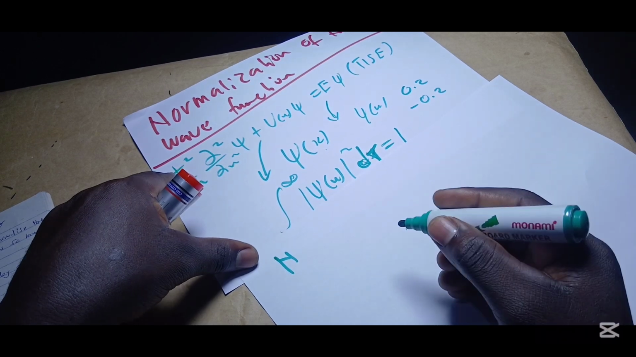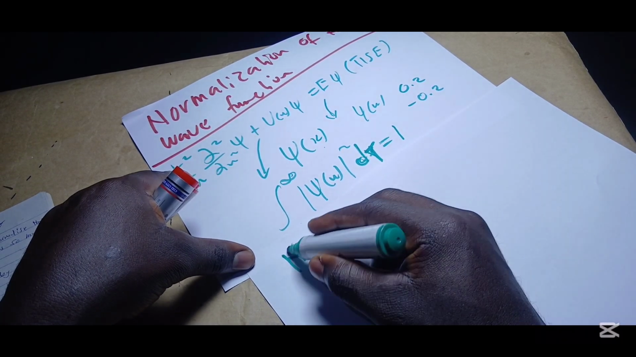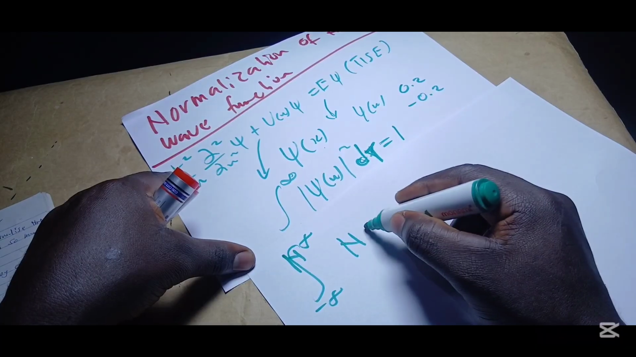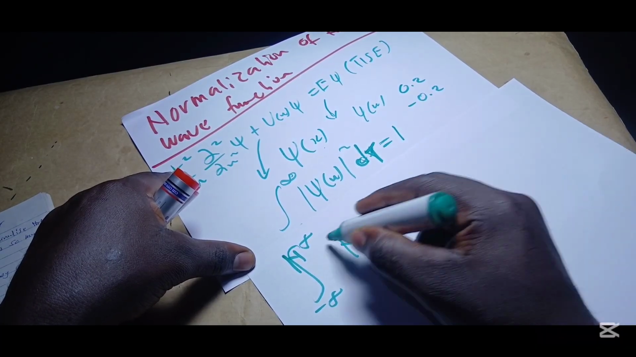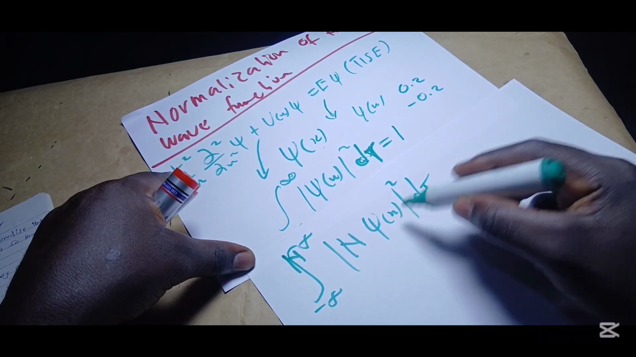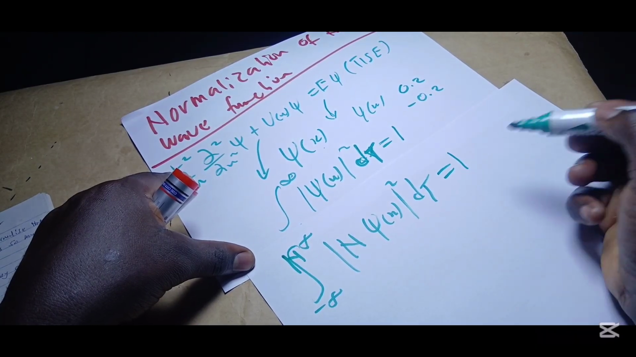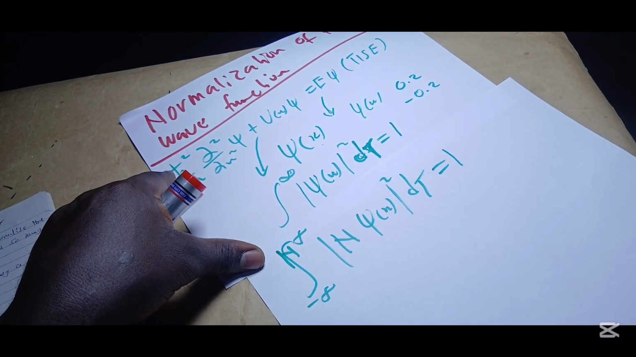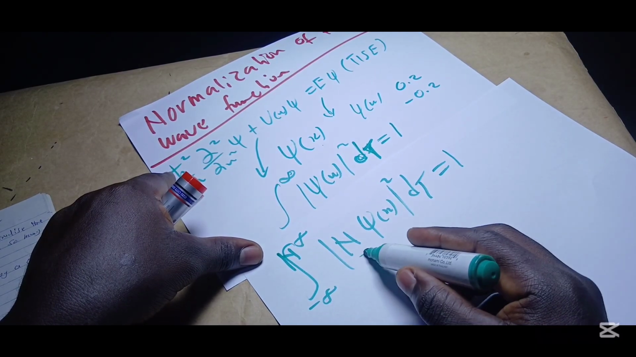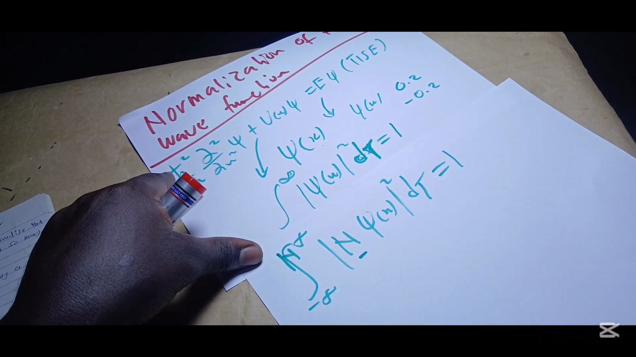Normalization of the wave function simply means that for a wave function that is not normalized, we should add a certain constant to it, take its absolute square and integrate. Then after integrating, we should get 100% probability of finding the particle within the system, that is, if the particle exists. And this N here, when we solve it, becomes a normalization constant.